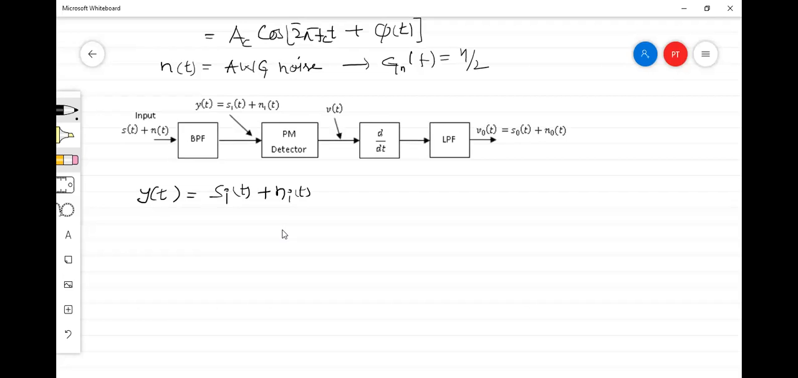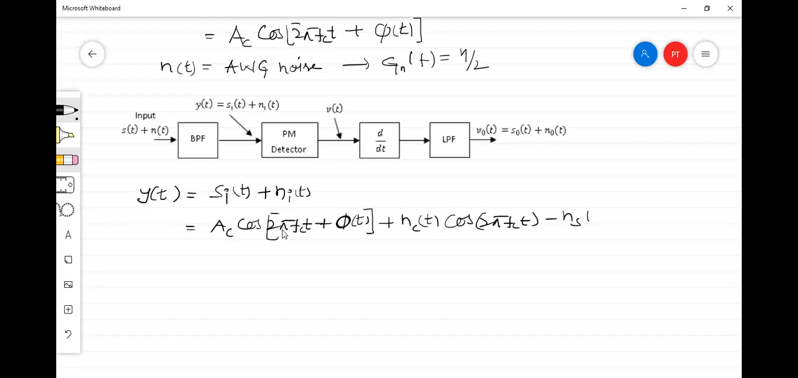Now, what about this input signal? Input signal is written as Ac cos 2π fc t plus the noise. What is the noise? Noise is band pass noise. So band pass noise can be written as nc(t) cos 2π fc t minus ns(t) sin 2π fc t.